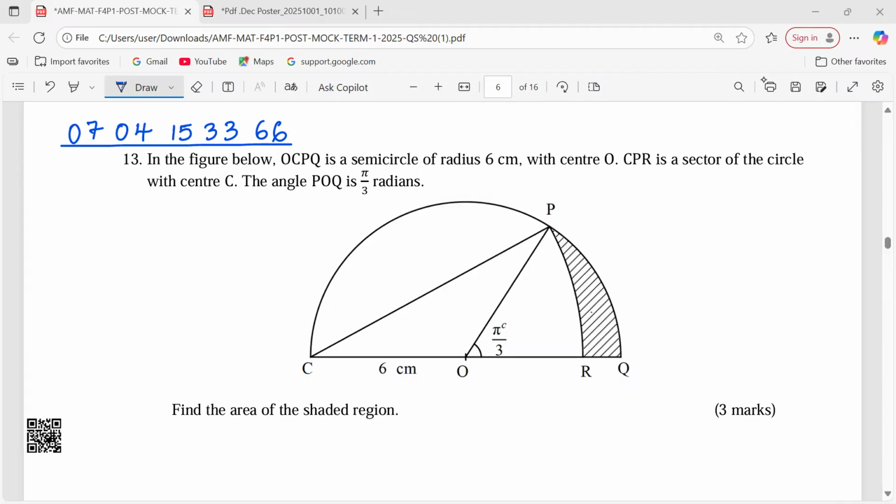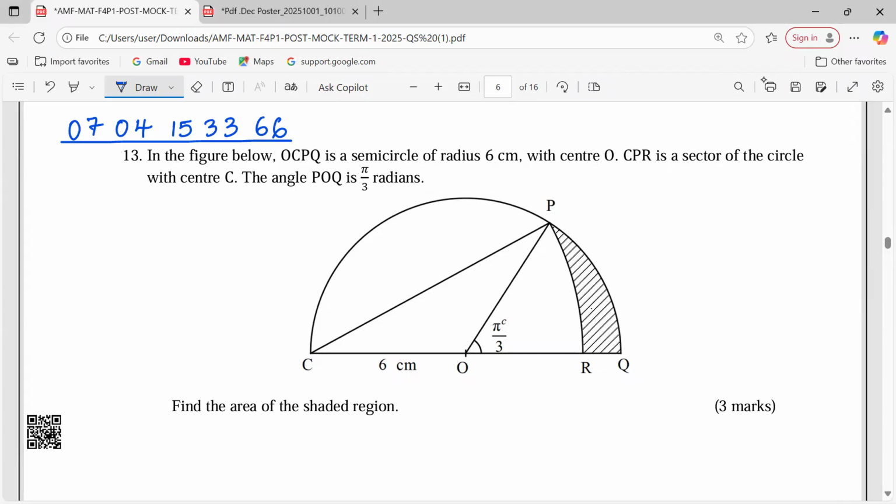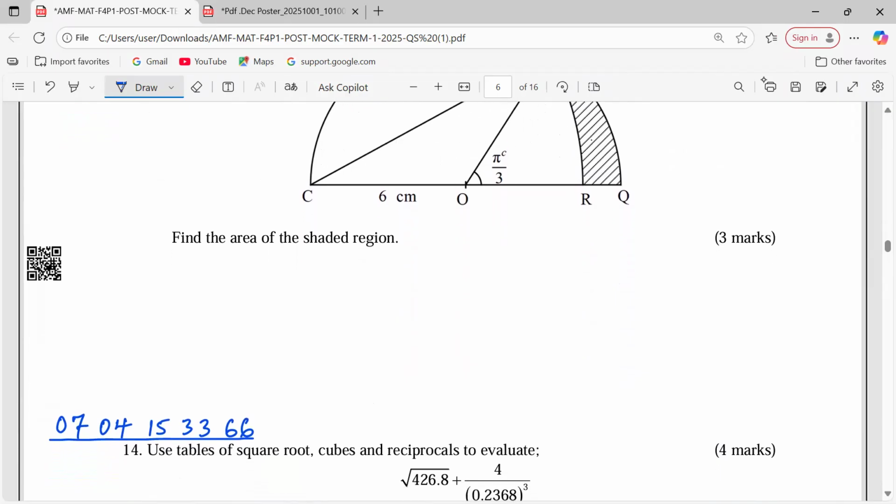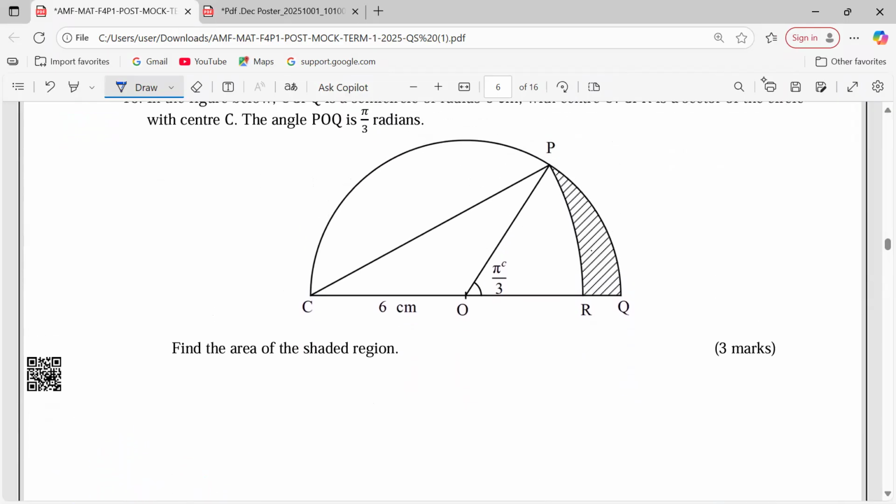We shall be looking at number 13 in this paper. In the figure below, OCPQ is a semicircle of radius 6 centimeters with center O. CPR is a sector of the circle with center C. Then the angle POQ is a third pi radians, just as you can see on the diagram. Find the area of the shaded region.